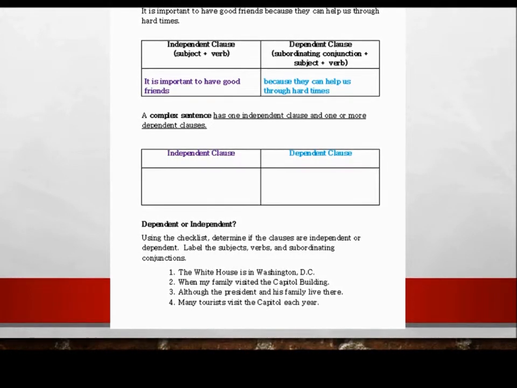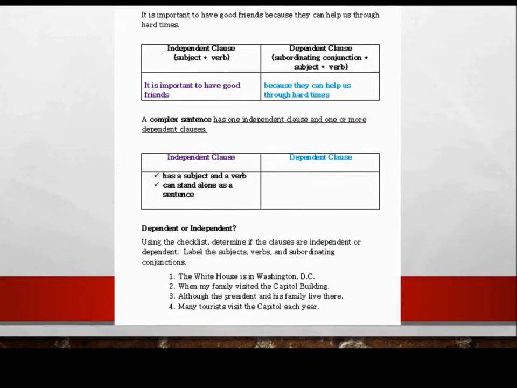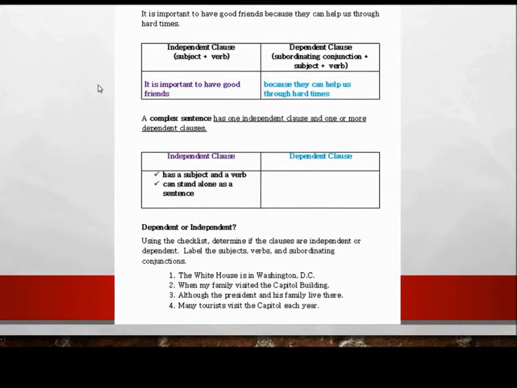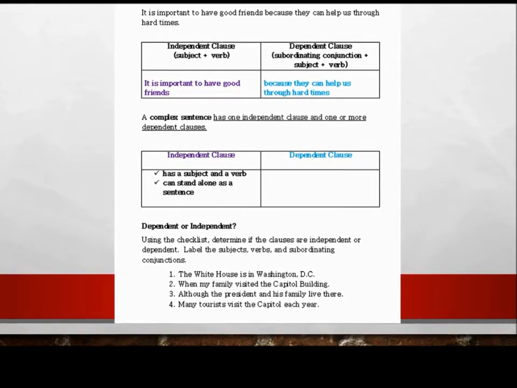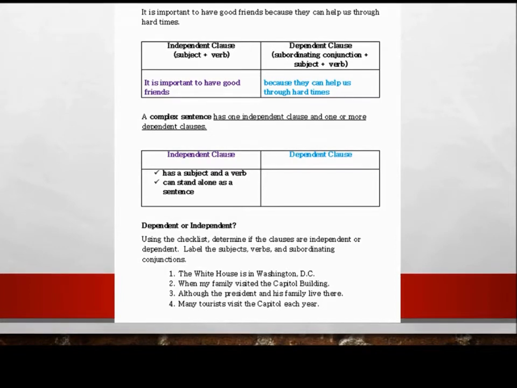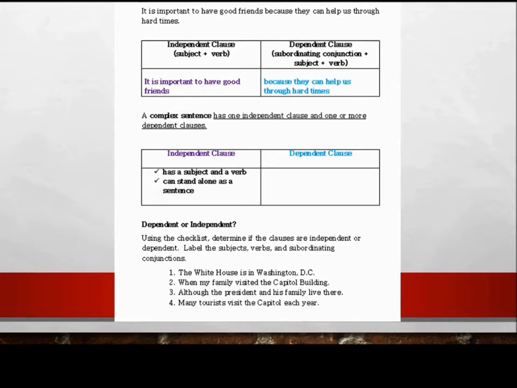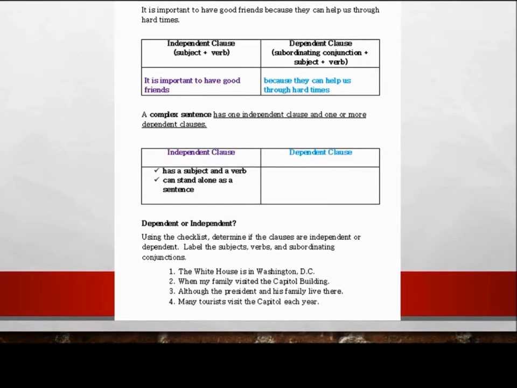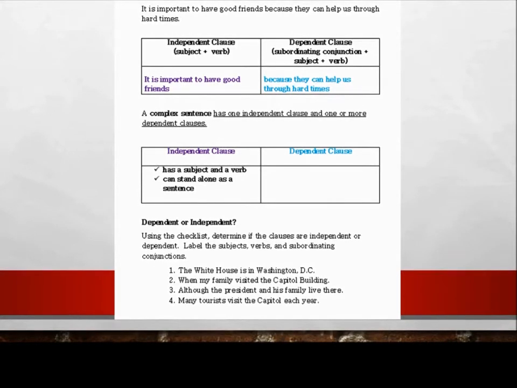Now let's look at a checklist for an independent clause. To help you identify if a portion of a sentence is indeed independent, check that it has a subject and a verb, and that it can stand alone as a sentence. If it satisfies those two check marks, then it is indeed an independent clause.